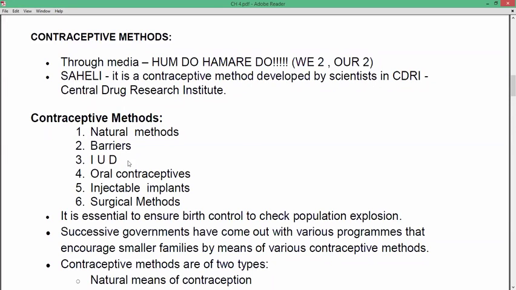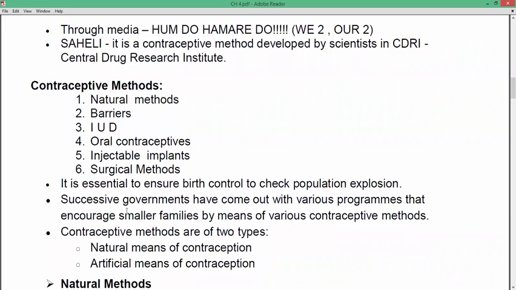In artificial methods, the barrier method is there, then IUDs are there, that is intrauterine device. Then oral contraceptives are there, injectable as well as implants. And the last one, that is the surgical methods. Now we are going to see all of them in detail.